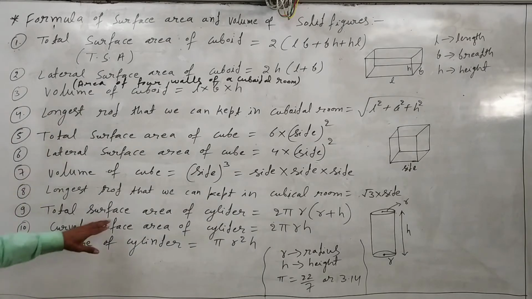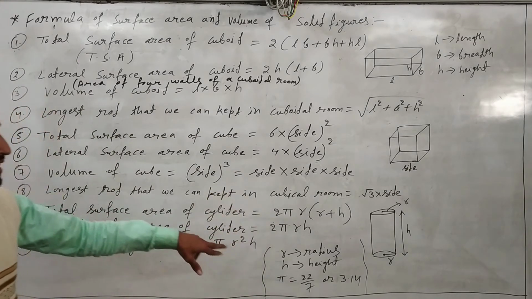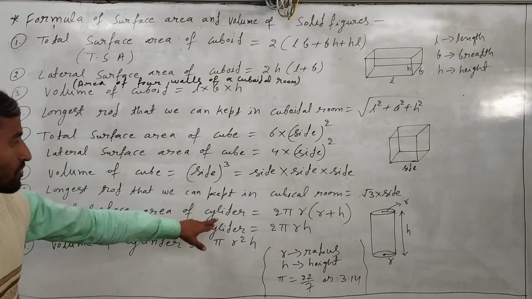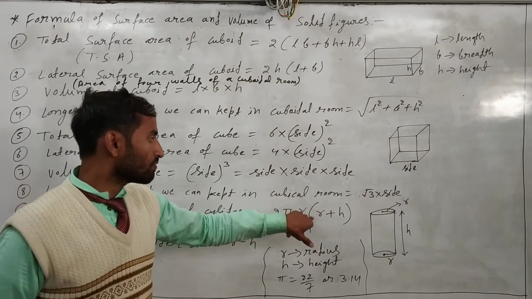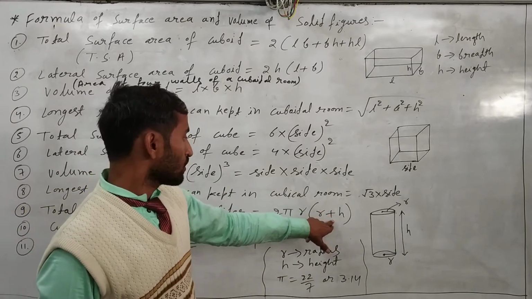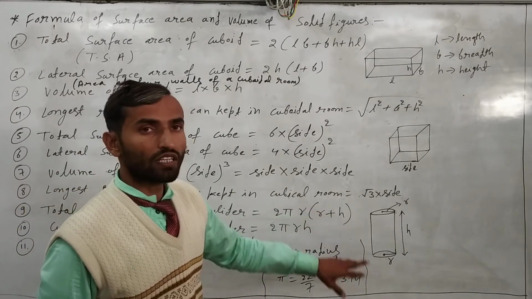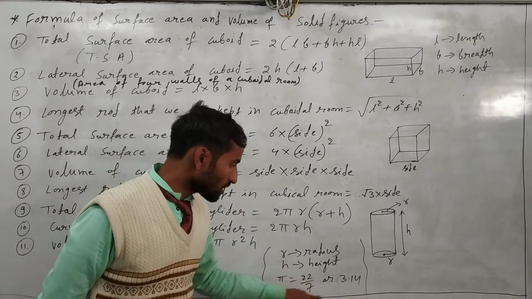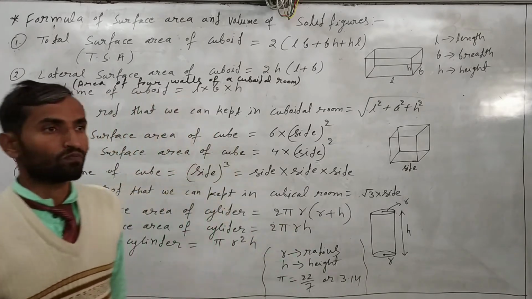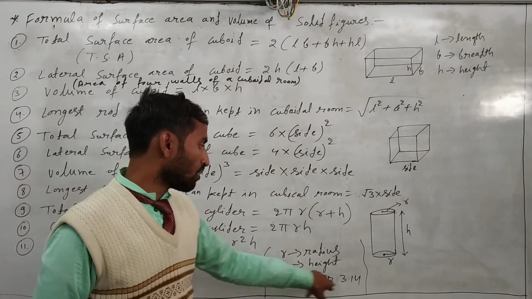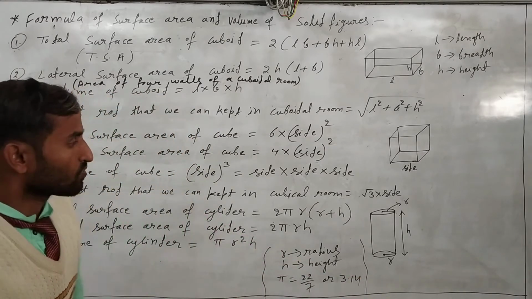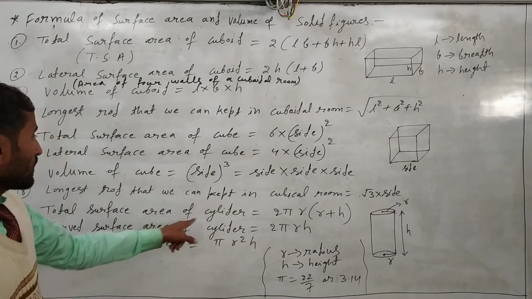Now we will go for the next figure, that is cylinder. So here the total surface area of cylinder is 2 pi r bracket r plus h. R means radius, h means height of the cylinder, and the pi value is constant, that is 22/7 or 3.14. Sometimes we will use this value, or sometimes that value also. And now why did it come like this?